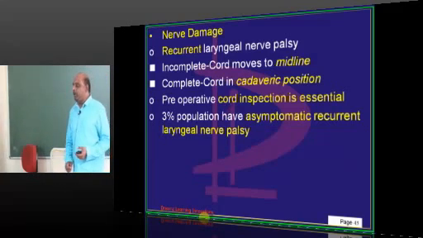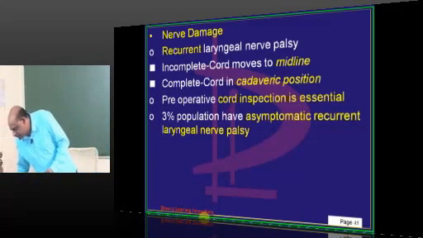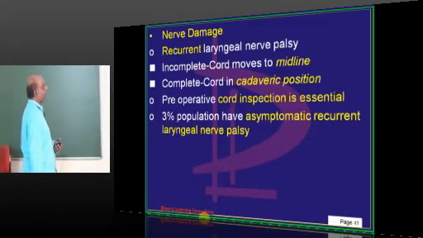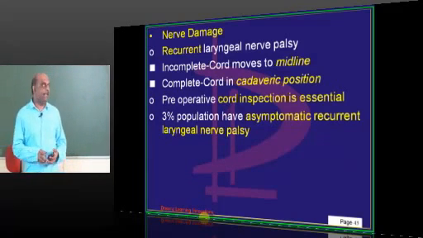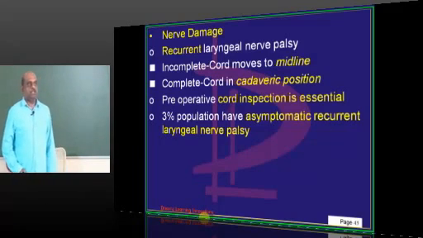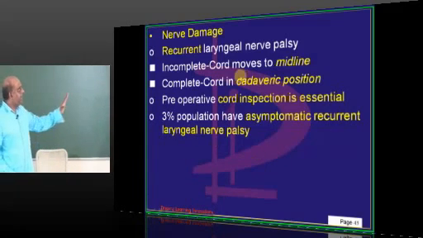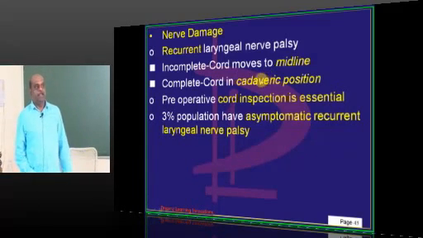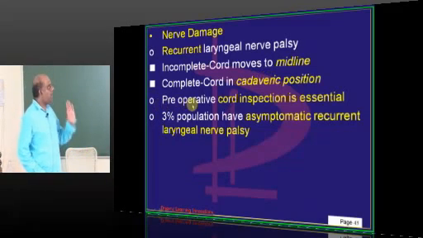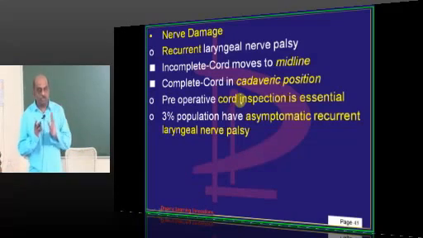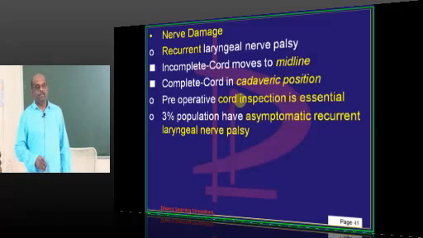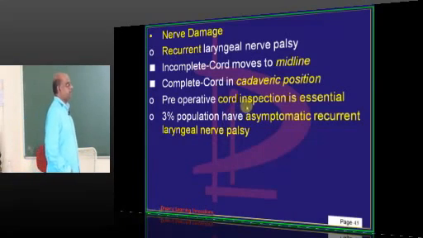Then you may end up doing nerve damage, which is a very important problem. Recurrent laryngeal nerve palsy can occur. Suppose it is an incomplete injury, then the cord moves to the midline. If it is a complete injury, then the cord will move all the way to the cadaveric position, almost close to the midline. So that's the main issue.